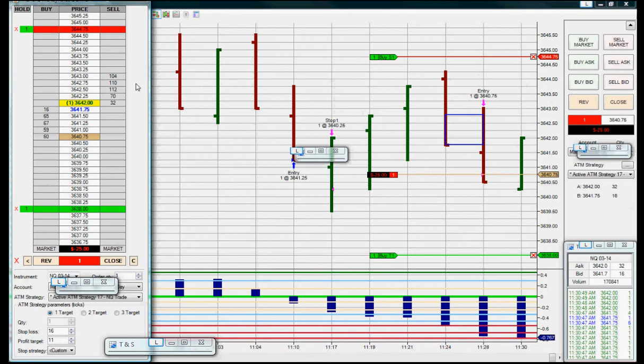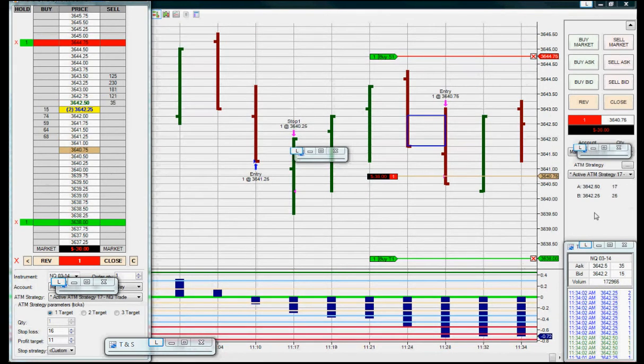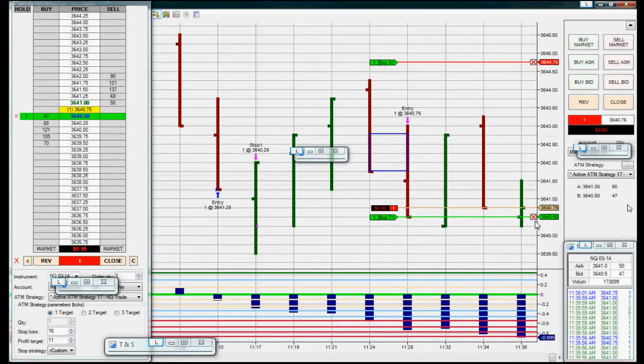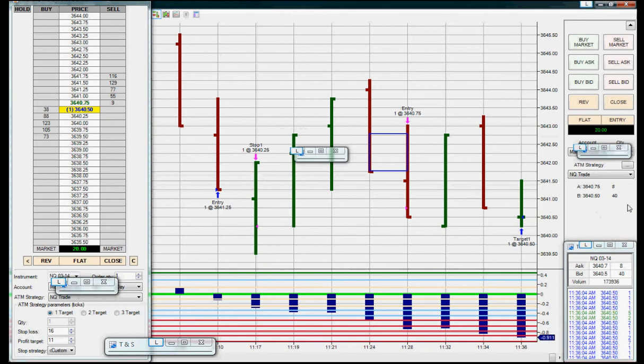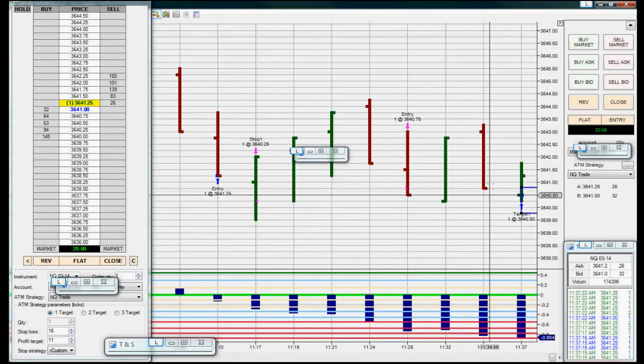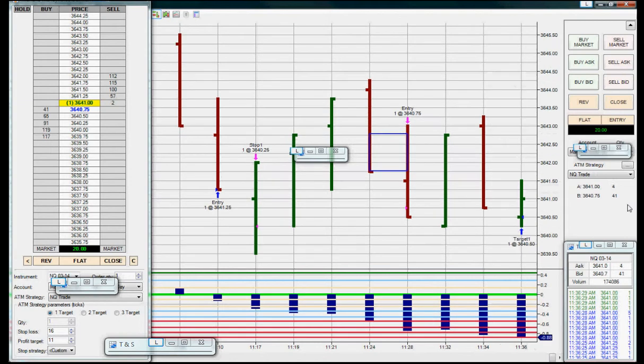Went against me a little bit. Looks like it went against me almost $60. It went against me $50. So coming back down towards my profit. And I got out at $5. Let me go back and see why I did that. I don't think it gave me any profit.